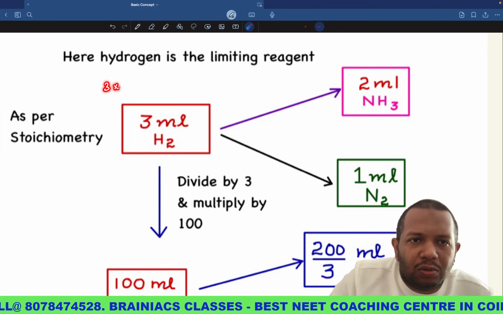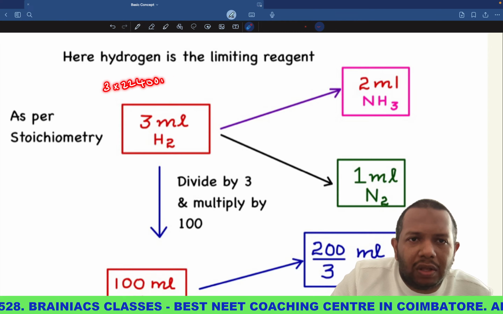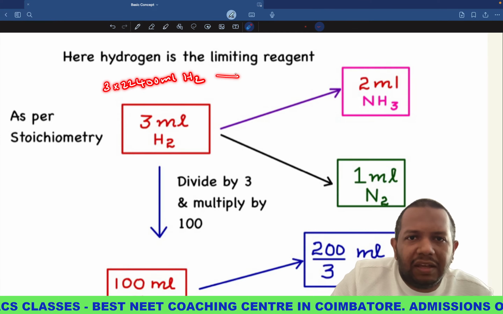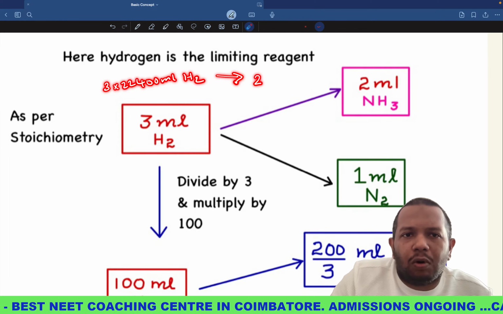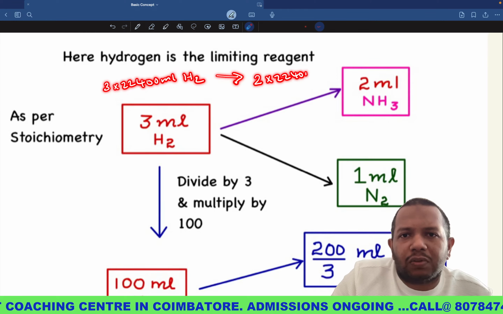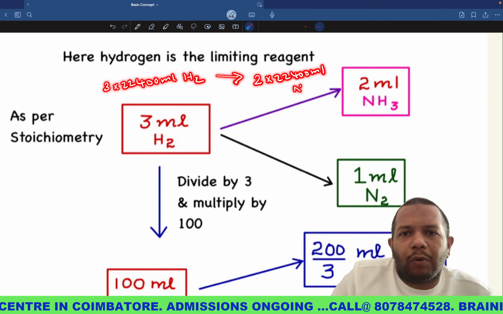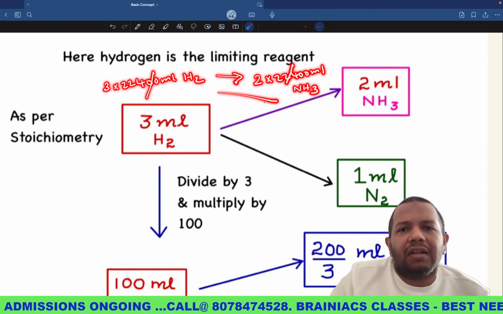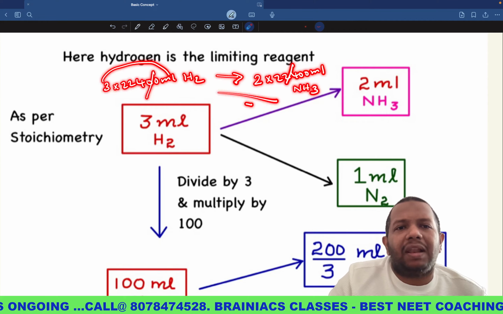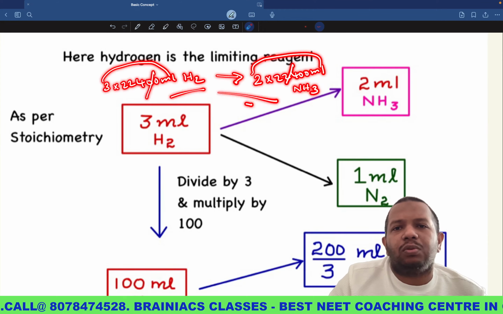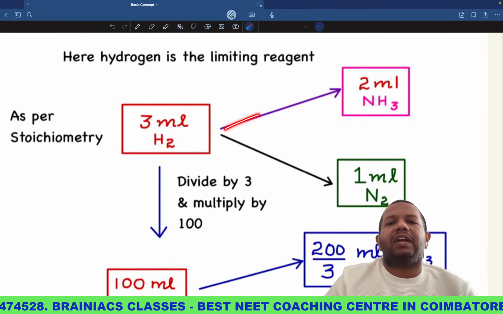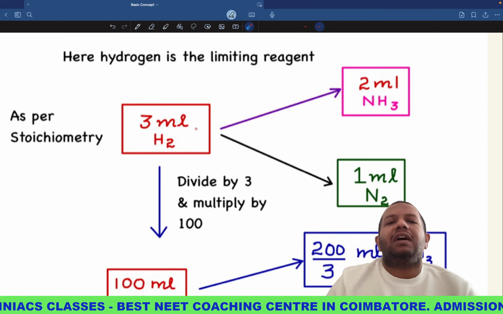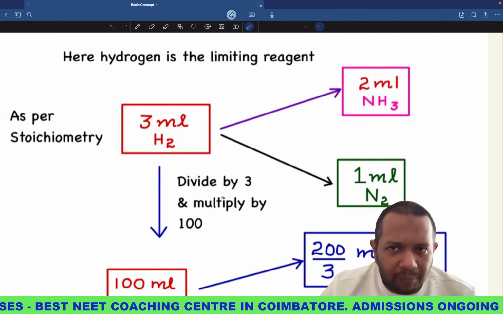One more time I will write. So 3 mole means 3 into 22400 ml hydrogen, giving rise to 2 mole, meaning 2 into 22400 ml ammonia. What you need to do? Cancel it on both sides, same number. So it means 3 ml hydrogen can give rise to 2 ml ammonia. So that is what I have written here. 3 ml hydrogen can give rise to 2 ml ammonia.